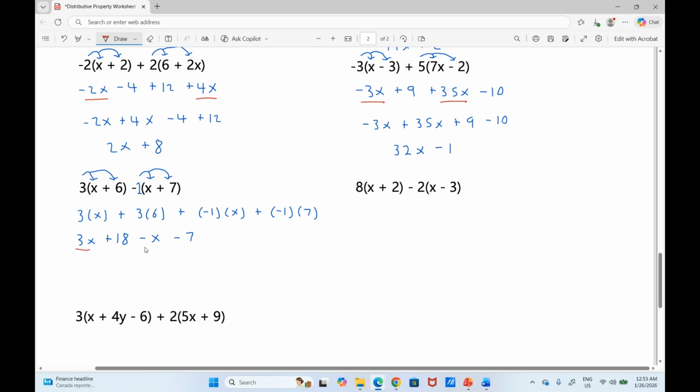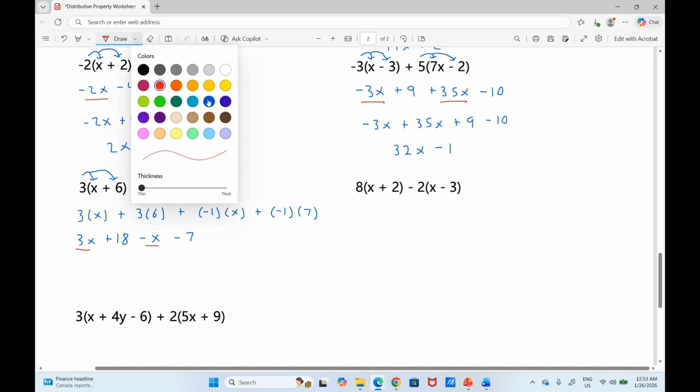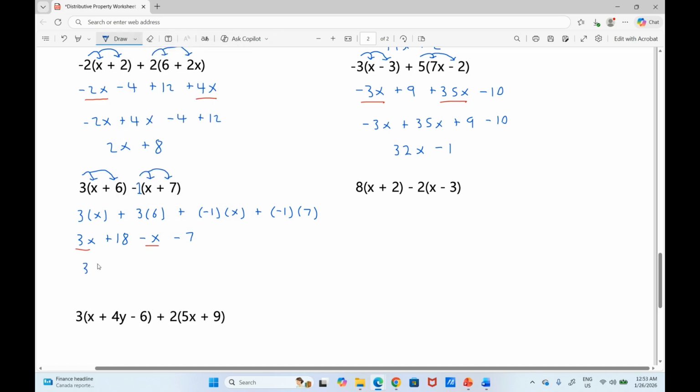I'm going to now collect the like terms. So I'll write them next to each other. So I'm going to have 3x minus x plus 18 minus 7. 3x minus x, remember there's an invisible 1 in front of this x, so it's 3x minus 1x is going to be 2x. Then 18 minus 7 is going to be positive 11. So 2x plus 11 is my final answer.